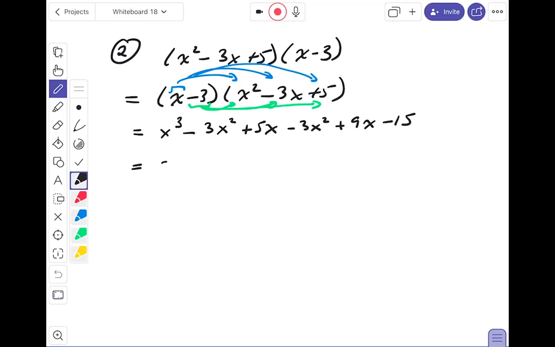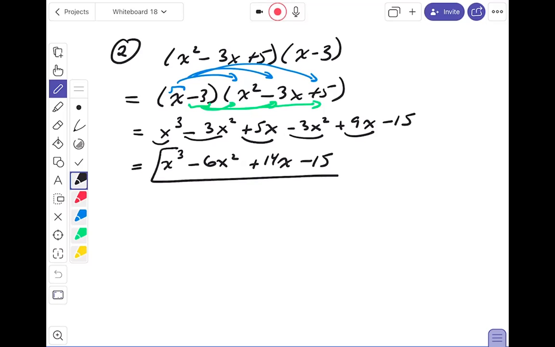So I get x cubed. That's done. I'll underline that for you. And then I got these two guys. That's minus 6x squared now. And I have these two guys are like terms. That's 14x minus 15. Put a box in that.